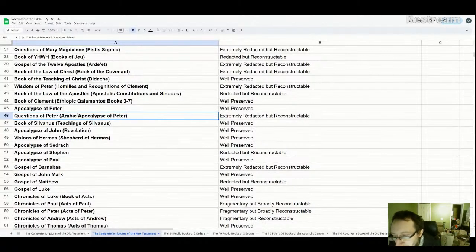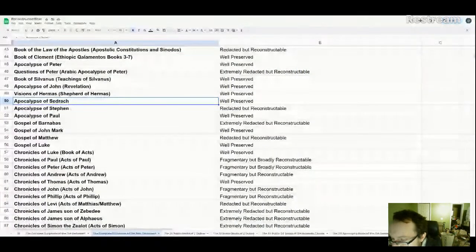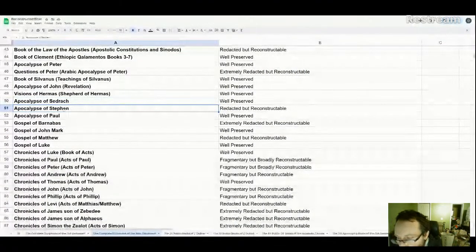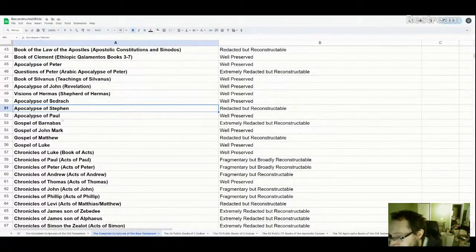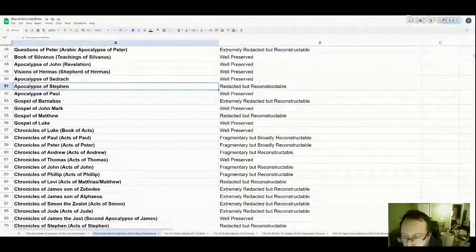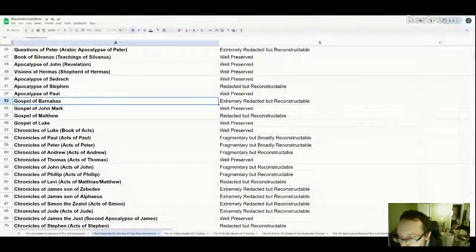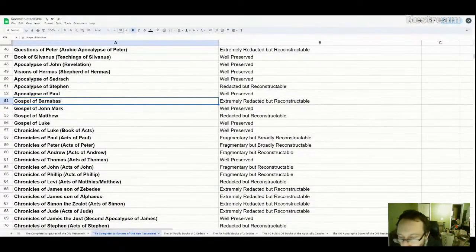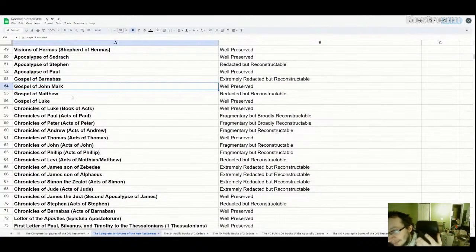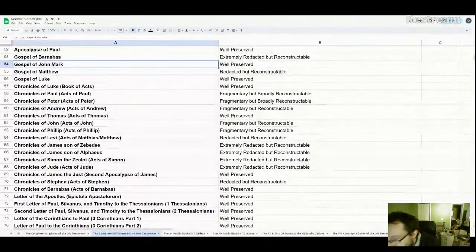We've got the Teachings of Silvanus, Book of Revelation, the Shepherd of Hermas, Sirach Apocalypse, Apocalypse of Stephen. So when Stephen died, he had a vision. Okay, Apocalypse of Paul. Then there's the Gospel of Barnabas. That's considered a Muslim forgery, but I think perhaps in the original text it was authentic. I got the Gospel of Mark, Gospel of Matthew, Gospel of Luke, and then you have the various Acts books.